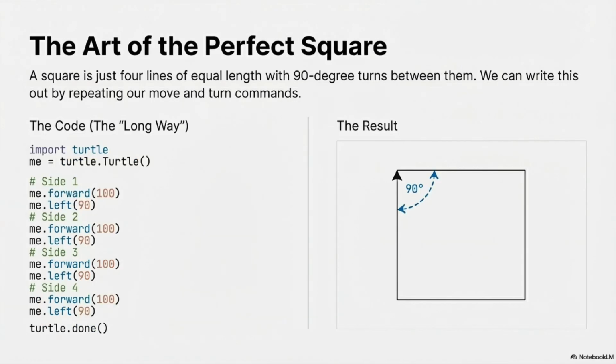Next, we'll draw a square. A square has 4 equal sides, and each corner is a 90-degree turn. We can write the code the long way. Import turtle, me = turtle.Turtle(), me.forward(100), me.left(90), me.forward(100), me.left(90), me.forward(100), me.left(90), me.forward(100), me.left(90), turtle.done(). Each pair of commands draws one side and then turns the turtle left 90 degrees. After 4 sides, we get a square.